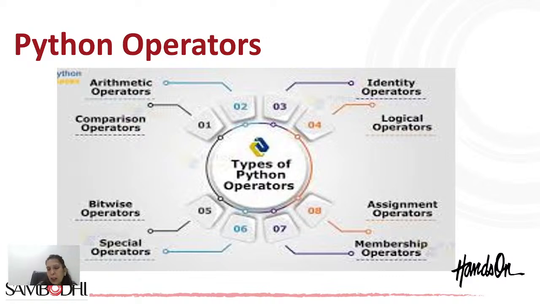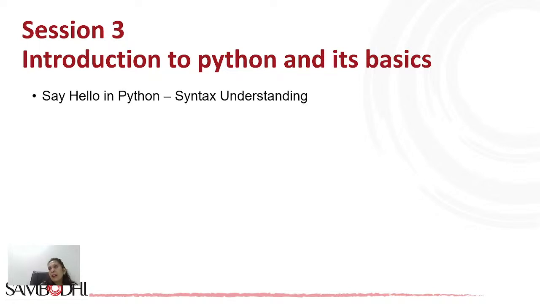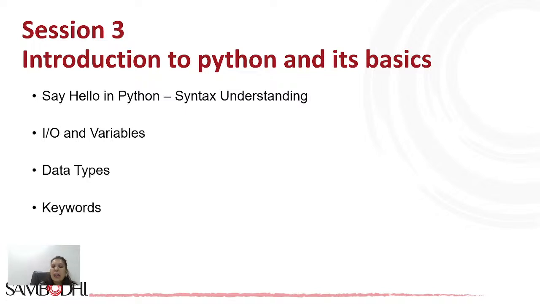Okay, so I think Python operators are done. Now we have the last 5-6 minutes, so we'll quickly wrap up what all we did in today's session. We have learned the syntax understanding. How do we write a simple Python program? We made a simple chatbot in today's class. We did the input, output, and the variables. What are variables and how do we deal with them? The data types, the keywords, and the operators. So all this we have done in today's session.